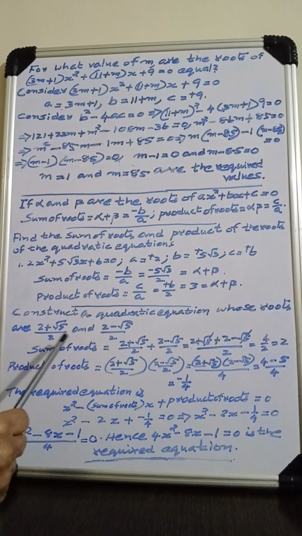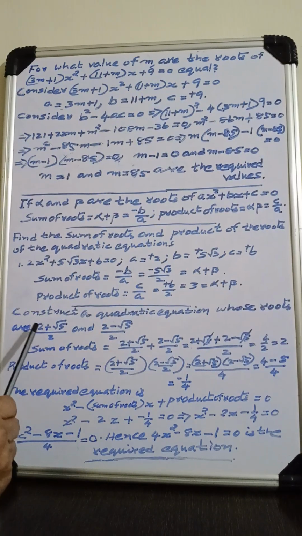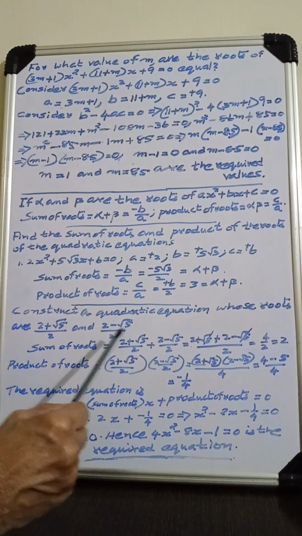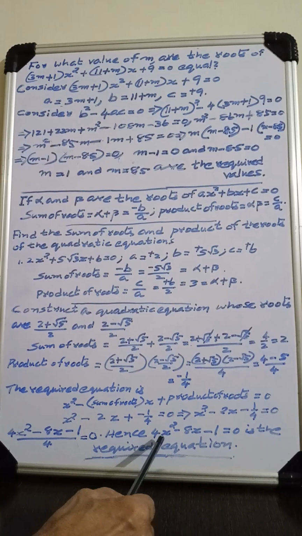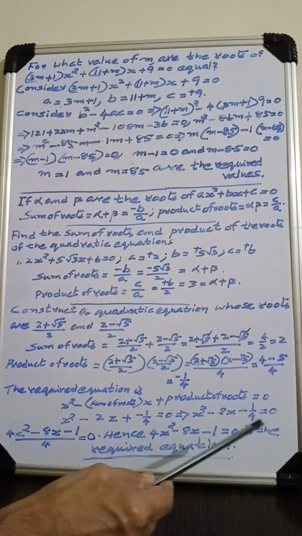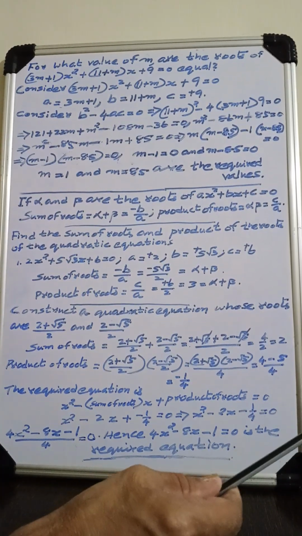which has the roots (2 plus root 5) by 2 and (2 minus root 5) by 2. 4x squared minus 8x minus 1 equals 0 is the required equation.